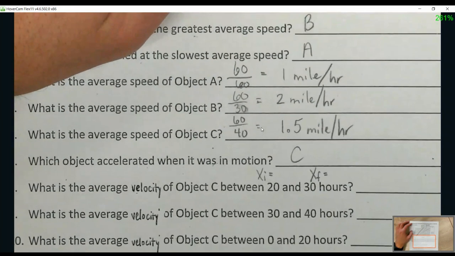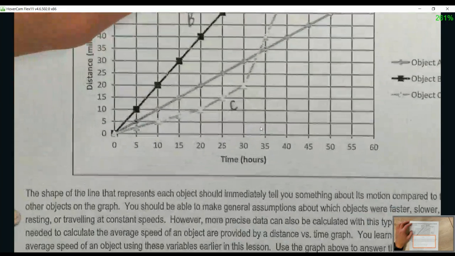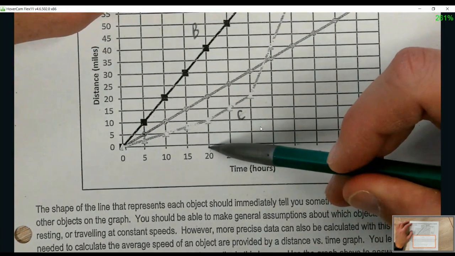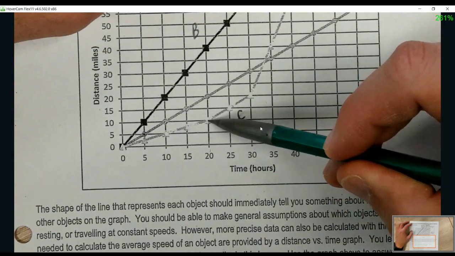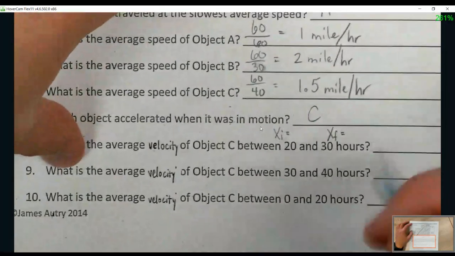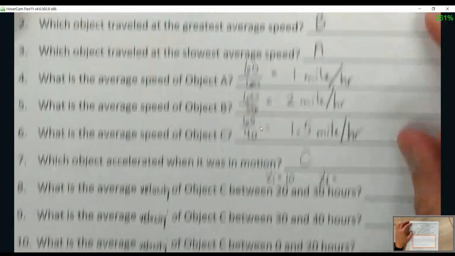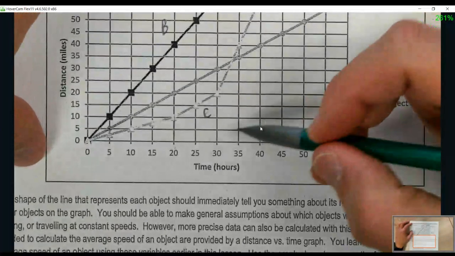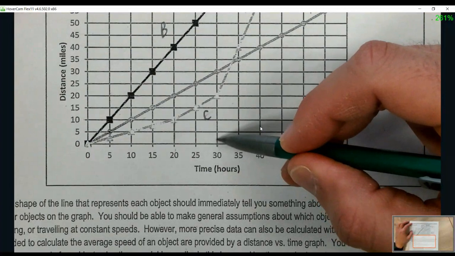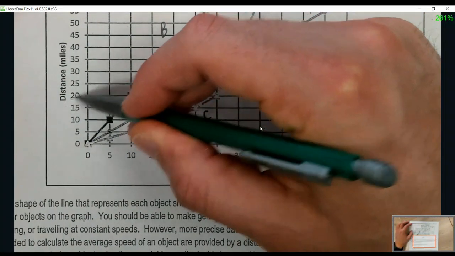So let's take a look. All right, we're looking at object C. So where are you at 20 hours? At 20 hours, I go up until I hit the slope and go across. So I'm at 10. So I'm just going to fill in xi as 10. And then where are you at the 30 hours? Good. So you go to 30 hours, go up till you hit your slope, and go across. You are at 20.